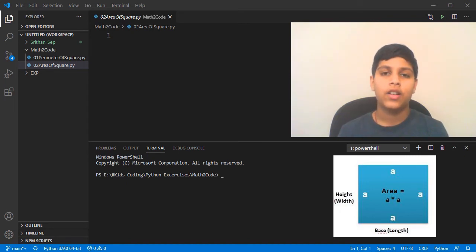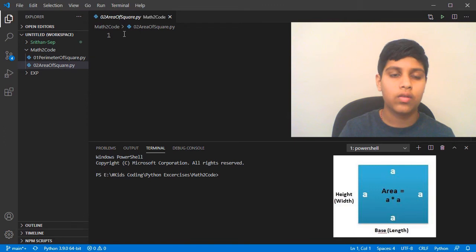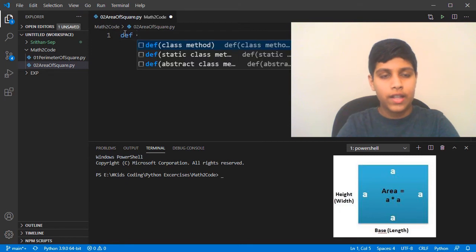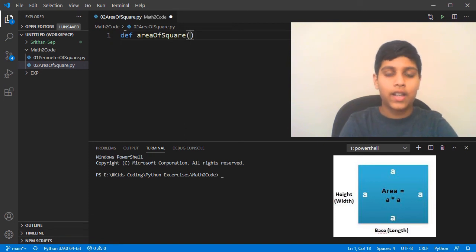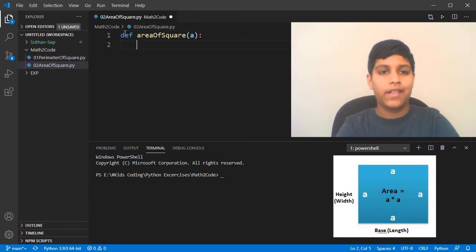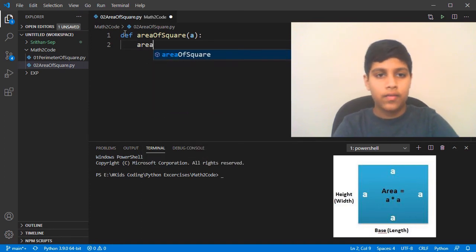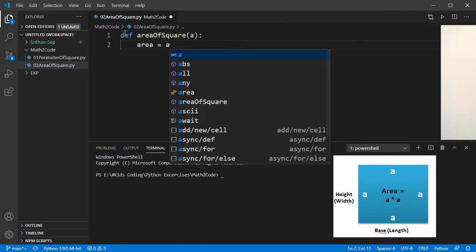Let's jump into the coding part. We need to write a function first, so we can call it wherever required. So we start the function with the keyword def, and then the definition name, area_of_square. And then it takes A as input value. Now let's write the formula for the area. And the formula is side times side. So A times A.